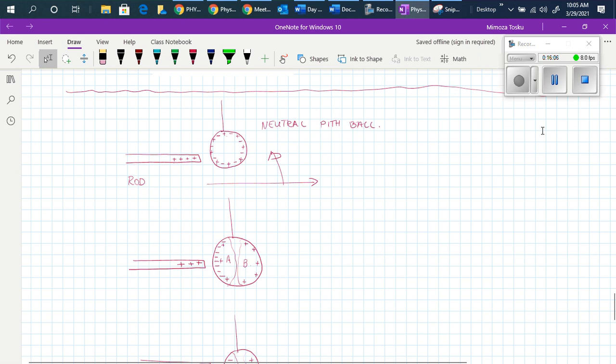It's a redistribution of the charges within the neutral object, making this type of charging, charging by induction.